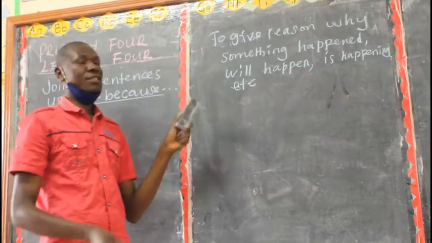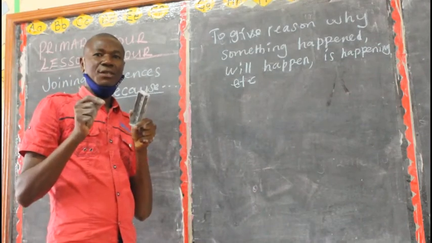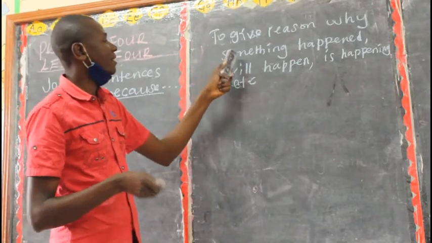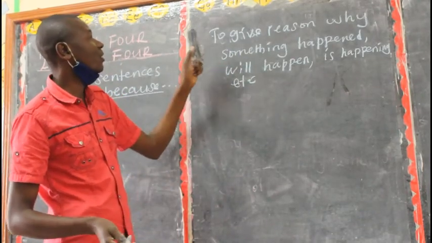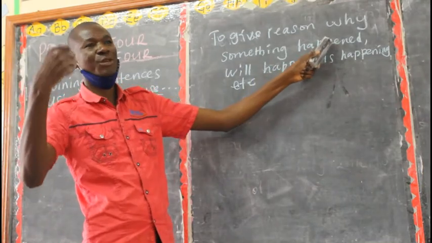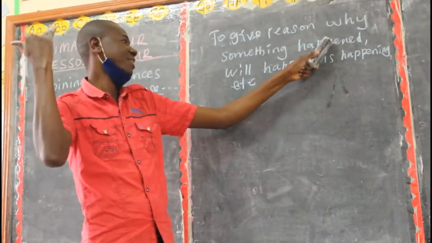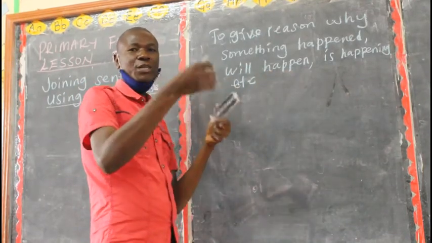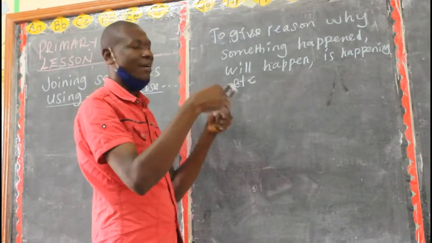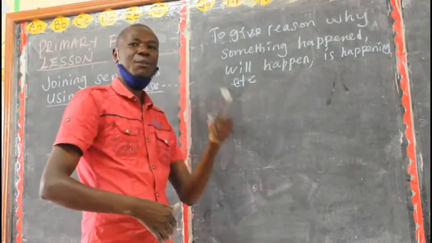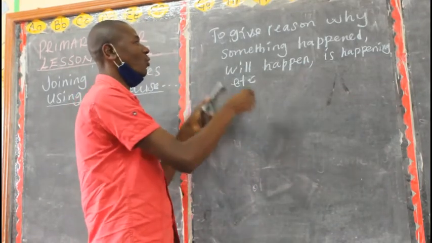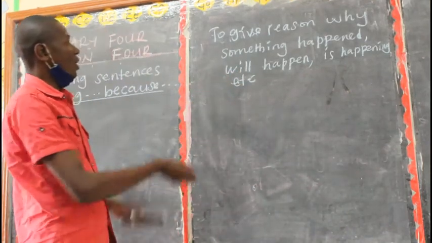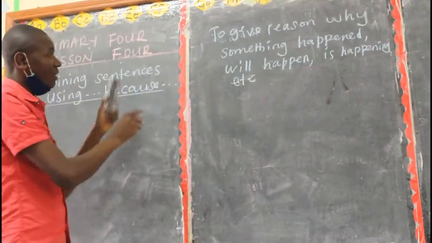So this means that it depends on the tense in which that word because is being used. If it happened some time back, that means it will give reason why something happened. It could have been yesterday, last week, or any other day. Why something will happen. It will be tomorrow, next week, or any other day. Why something is happening. That means it will be happening now. So it depends on the tense that you are using at that particular time. So this conjunction because gives the what?